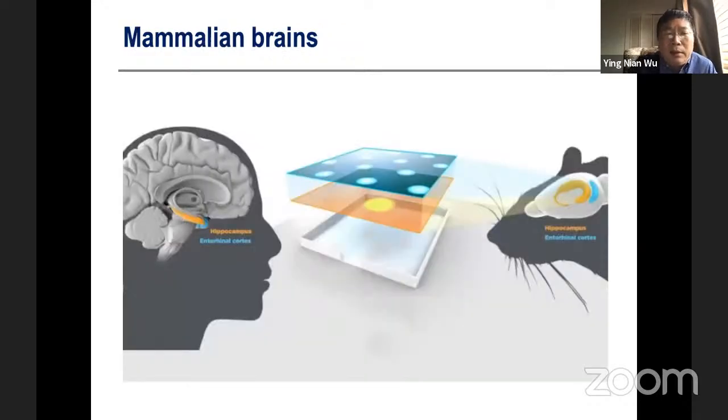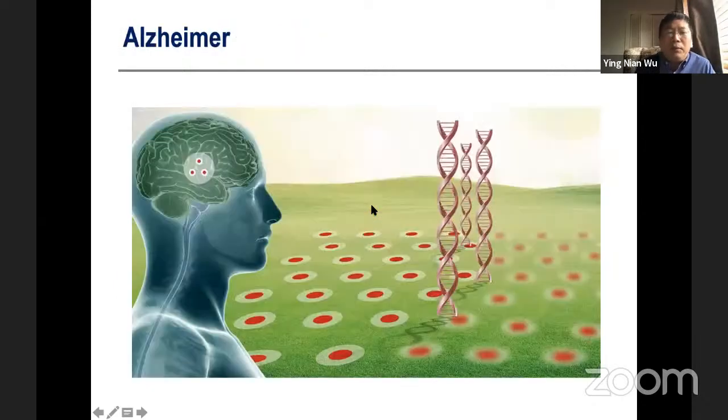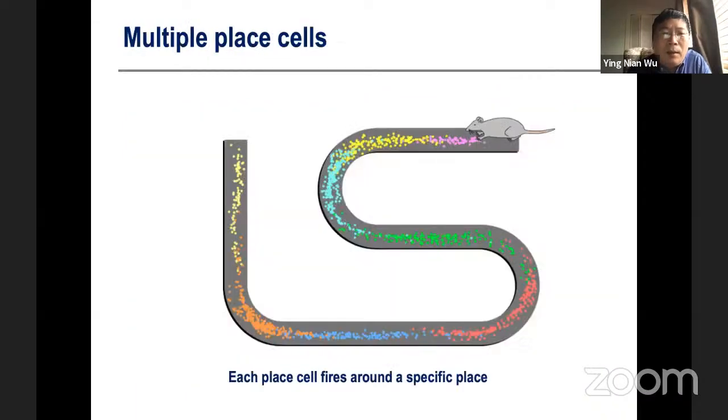This type of cell exists across all mammalian species, including humans. We have these two areas in the brain, which you can map to the brain of the rat. This is an illustration for grid cells, and this is place cells. If someone has Alzheimer's disease, then usually the grid cells start to deteriorate, and then the person cannot navigate in the environment. And there are actually multiple place cells, and together they form a map of the environment.